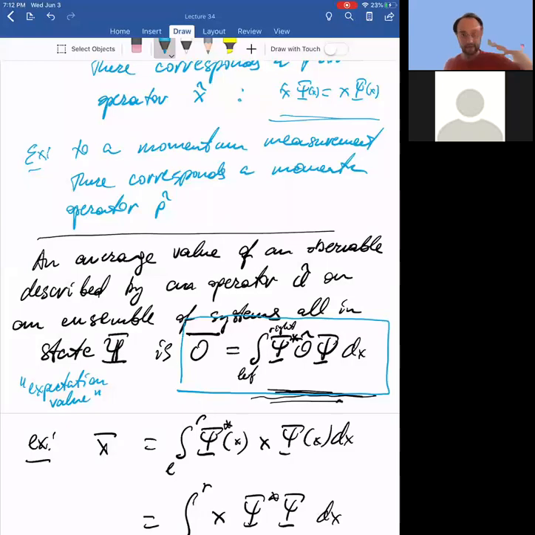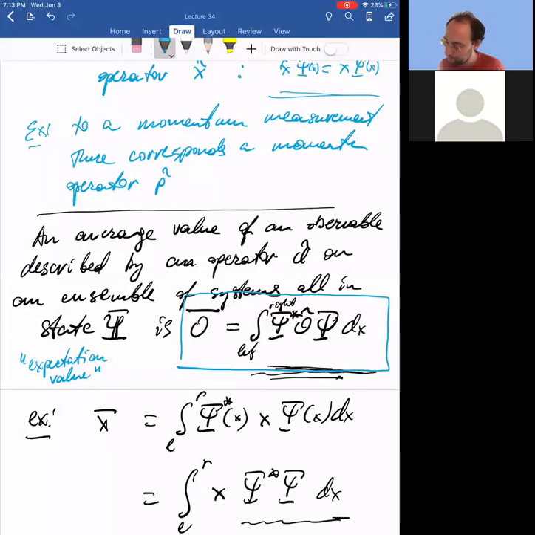Okay. Next subtopic. I explained what an operator is. I connected it to quantum mechanics, but it's still too abstract. Bear with me. Here's the next big idea.